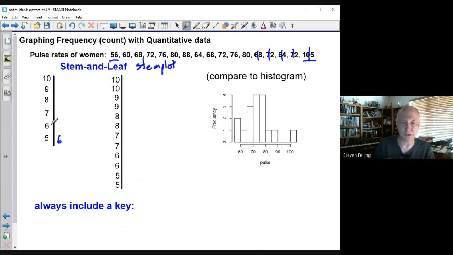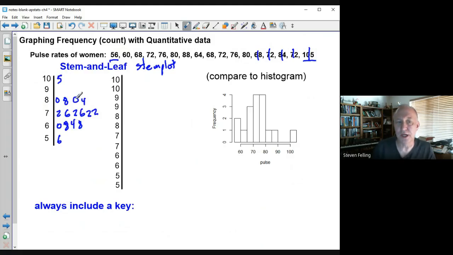The 60 would be in the 60s column, so 60, 68, 68. So I just put the ones place here to indicate that there's another piece of data here that is in the 60s column. So this is 60, and this piece of data is 68. We have 72, 76, 80, 88, 64 would be here, 72, 76, another 80, so 80, a 68, a 72, an 84, a 72, and then 105 would be the stem 100 with 5 for the ones place.